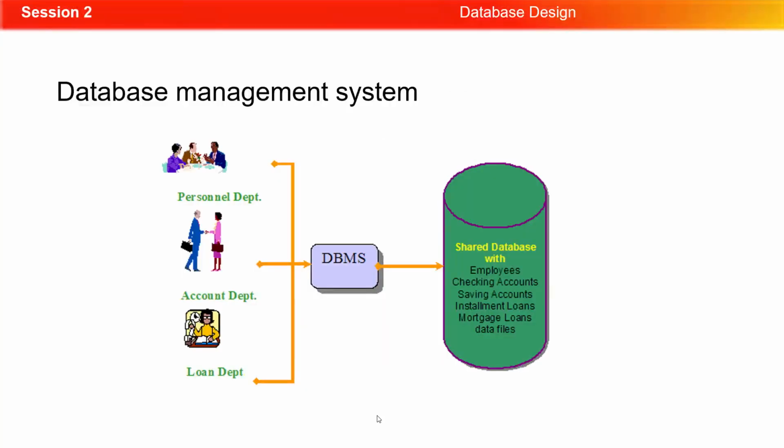And again, we see here illustrated a little clearer our database management system. So we have our personnel, we have our accounting department, and our loan department. And the database management system is able to manage different databases for these different departments. And there are going to be different entities that will be tracked within different databases within the database management systems. So we can see here employees, checking accounts, saving accounts, loans, other data files are all managed either separately or all together.